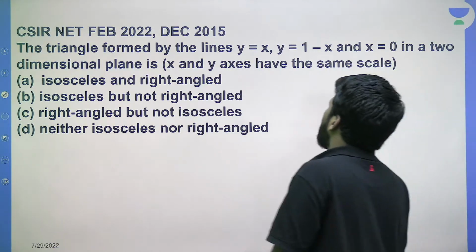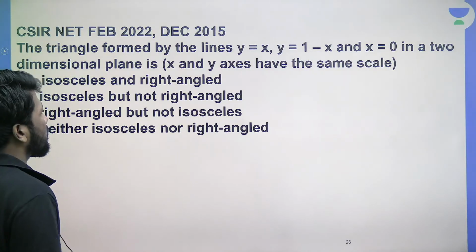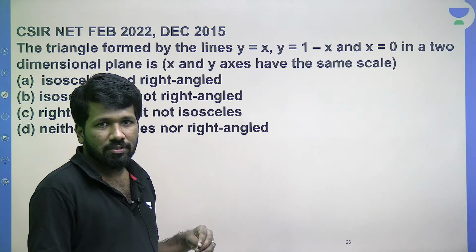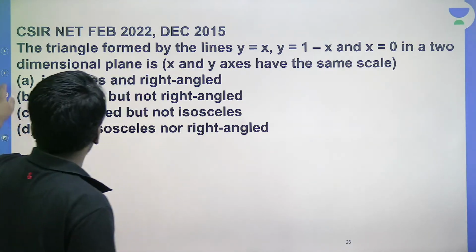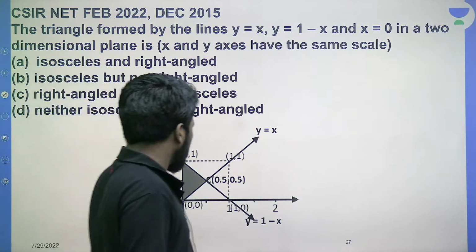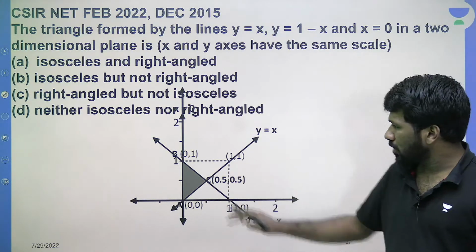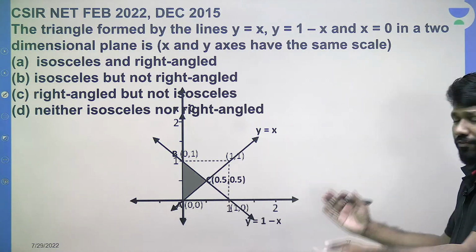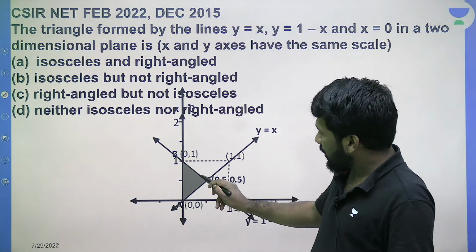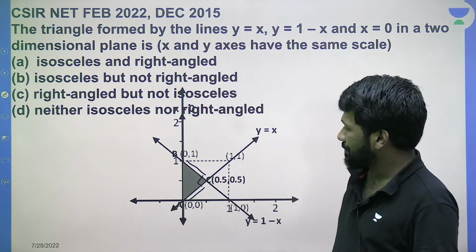The triangle formed by the lines y is equal to x, y is equal to 1 minus x, x equal to 0. So यहाँ पे line का equation दिया है, you need to plot the points. Line का equation दिया है, plot the points means you can plot it by taking some sample values and you will get a figure like this. One way is you can just plot a rough diagram, और rough diagram से ही idea मिलेगा that this will be right angled and it will be isosceles. This line length will be equal.